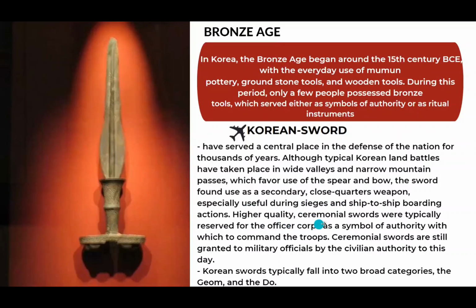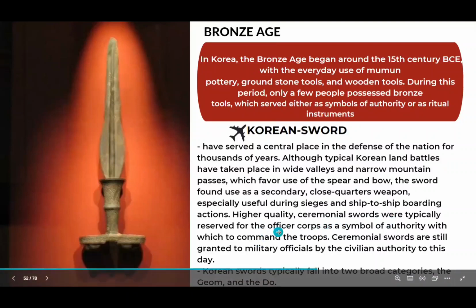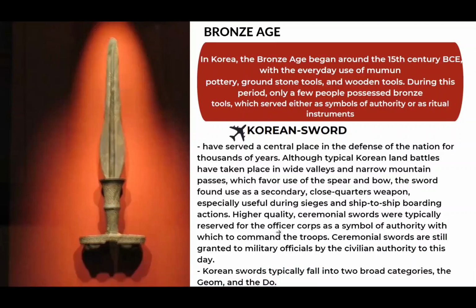Higher quality ceremonial swords were typically reserved for the officer corps as a symbol of authority with which to command the troops. Ceremonial swords are still granted to military officials by the civilian authority to this day. Korean swords typically fall into two broad categories, the gyum and the do.